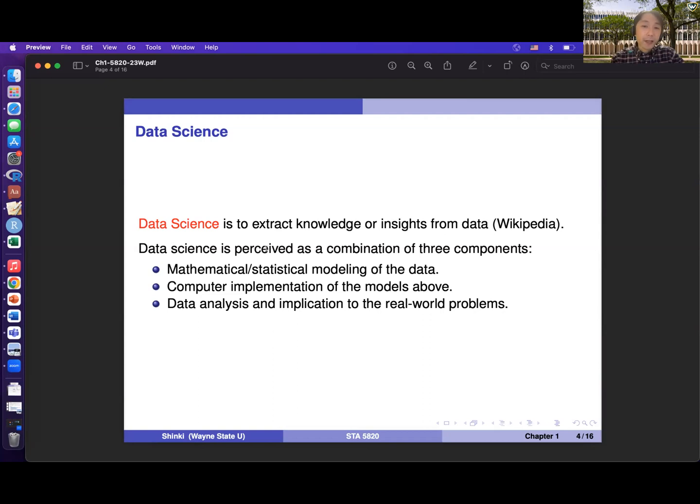Data science is perceived as a combination of 3 components. One is mathematical statistical modeling of data. The second part is computer implementation of the models. And the third part is data analysis and implication to real world problems. Often if you only study mathematics, then we can only go from the first one to the second one to the last one. But usually data science is motivated by the data analysis and the implication. So sometimes it's good to ignore all mathematical structures and just focus on the objectives. Then it's easier to understand ideas.